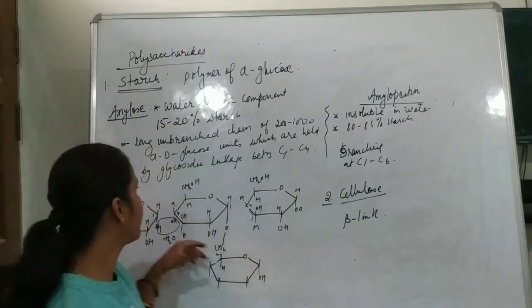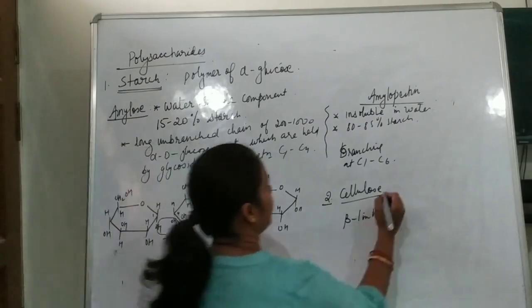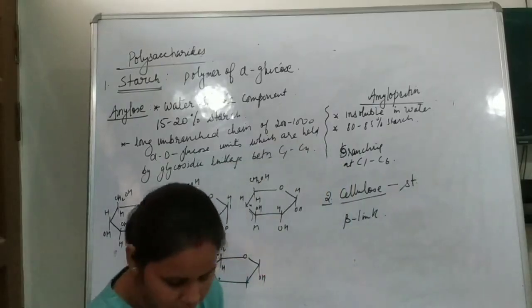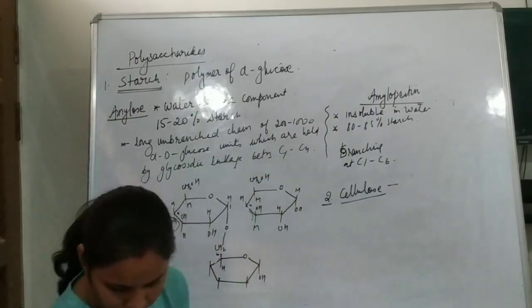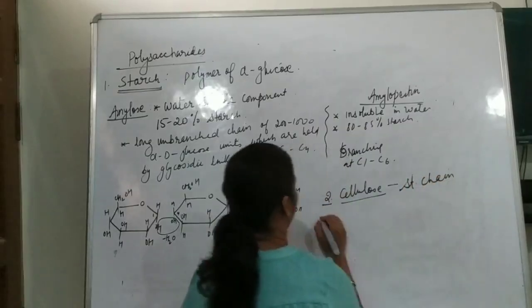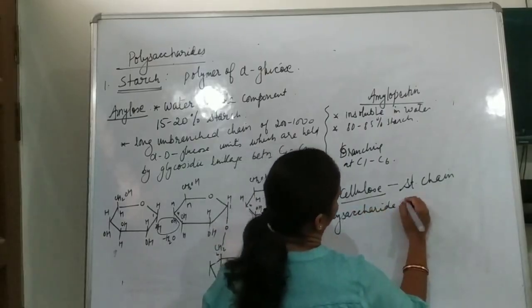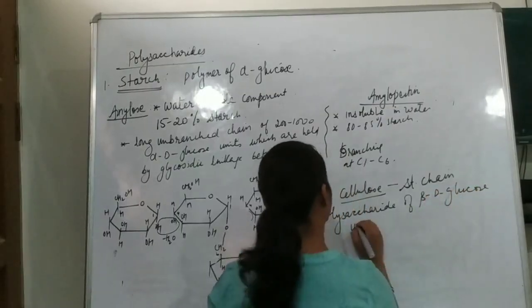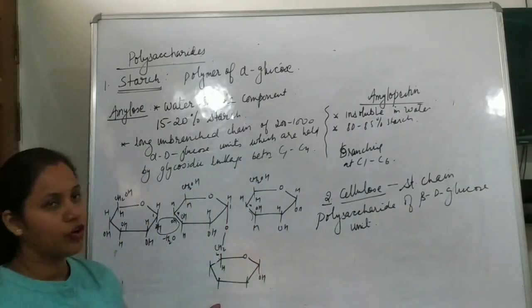So far what were we studying? Alpha, alpha, alpha. So this is a straight chain polymer. Cellulose is a straight chain of beta D glucose units.